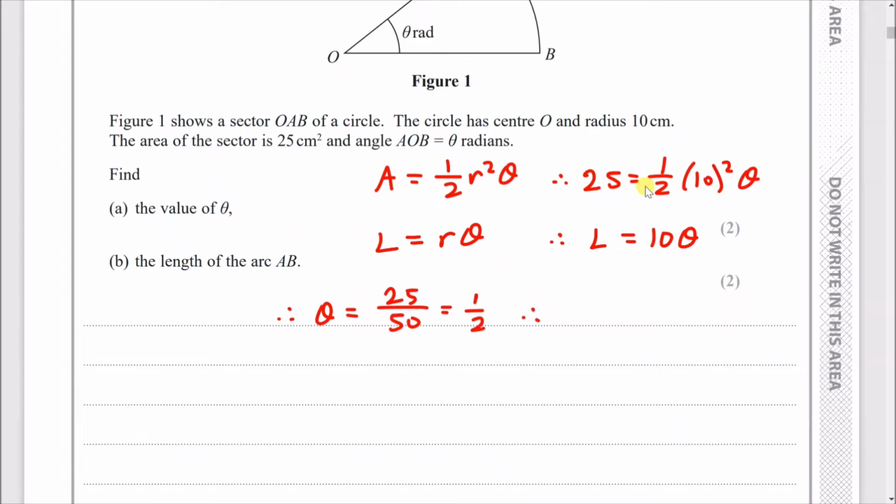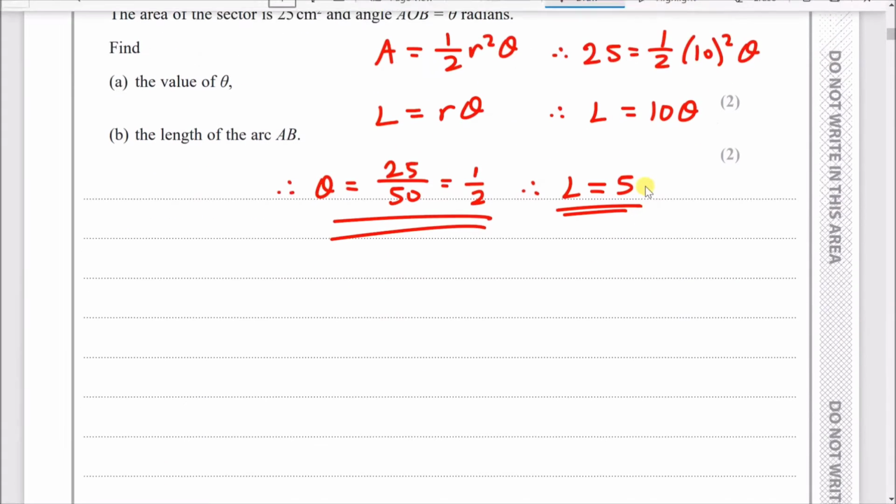Therefore, if you substitute half into the second equation, the length of the arc is just 10 times a half, which is 5. And that's it, guys. We got both results. Now let's move on to the next one.